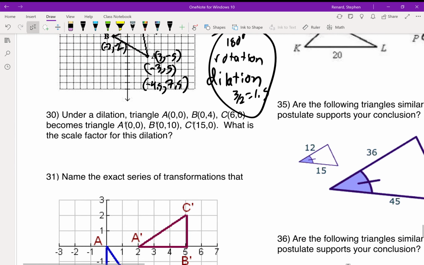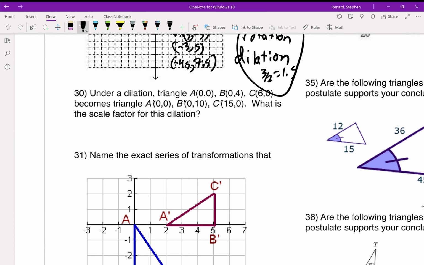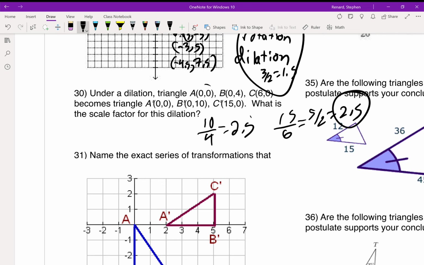Under a dilation, triangle (0, 0), (0, 4), (6, 0) becomes triangle (0, 0), (0, 10), (15, 0). What is the scale factor for the dilation? So what we need to do is divide. 10 divided by 4 is going to be 2.5. And 15 divided by 6, which is the same thing as, if I pull a 3 out of those, 5 divided by 2, which is also 2.5. So the scale factor for this dilation is 2.5, or 5 over 2.